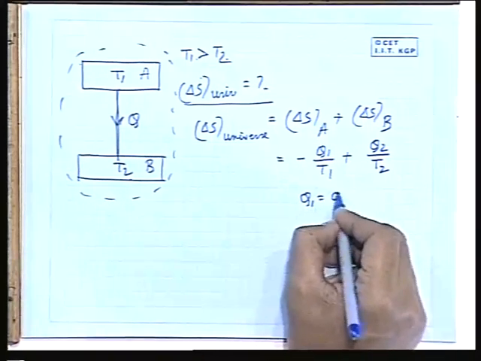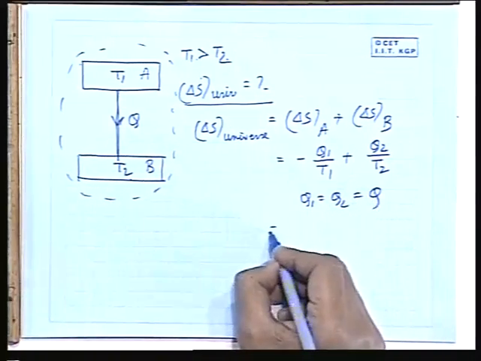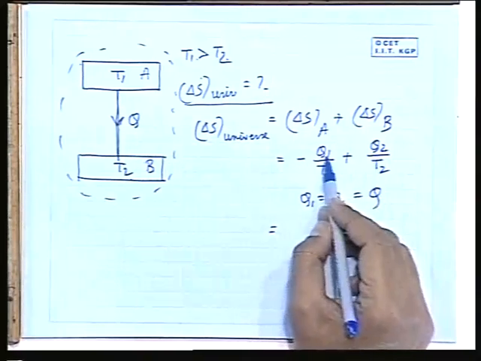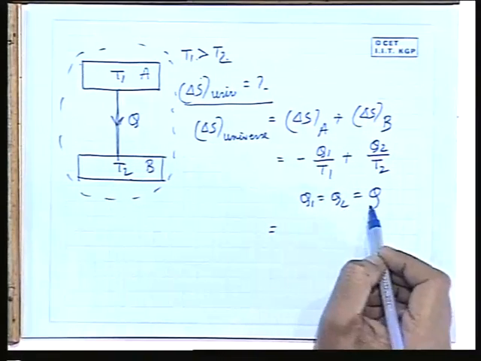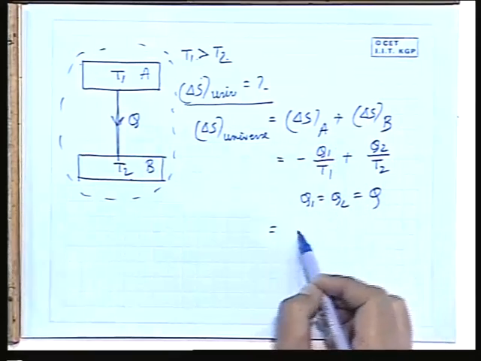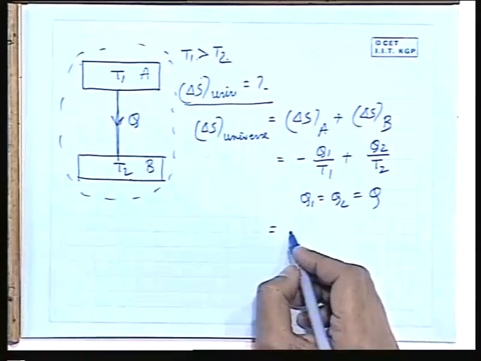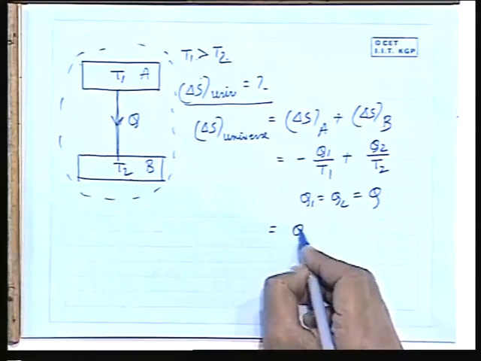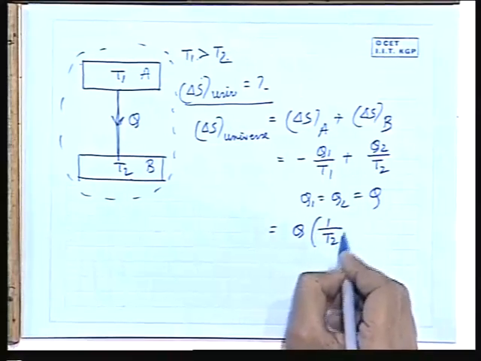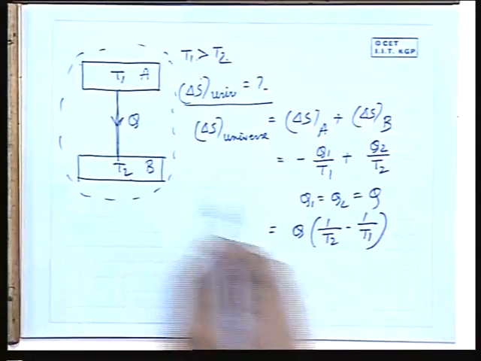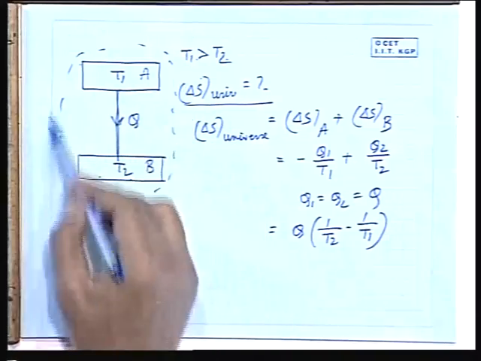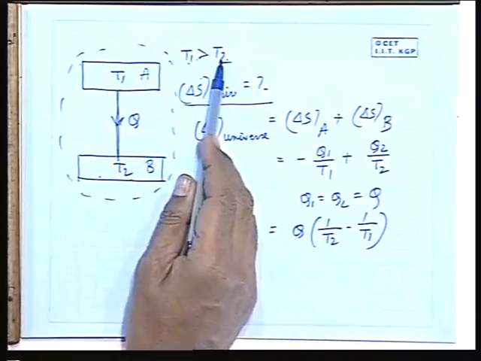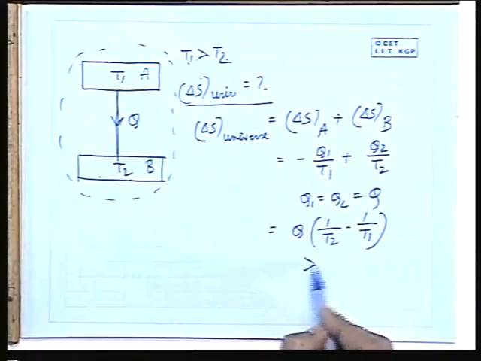Q1 is equal to Q2 is equal to Q. I by mistake wrote Q1, Q2, so I rectified it by writing again Q1 is equal to Q2 is equal to Q. In examination also, if you do like that, you write this again. So it will be Q into 1 by T2. For a spontaneous heat transfer from one reservoir to another without any other effect in the surroundings, as I have told, T1 has to be more than T2, so this is greater than 0.